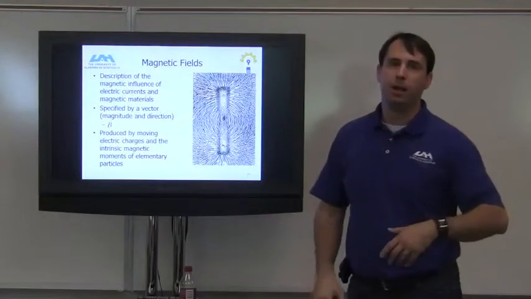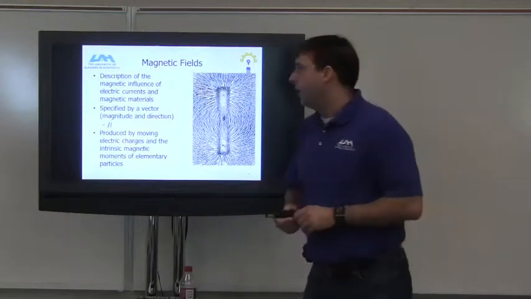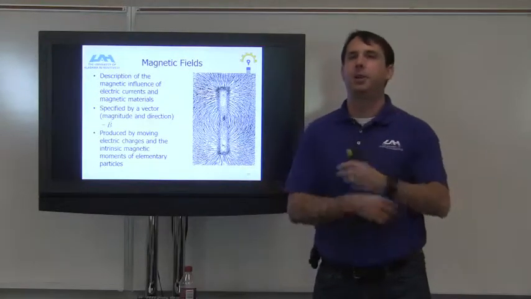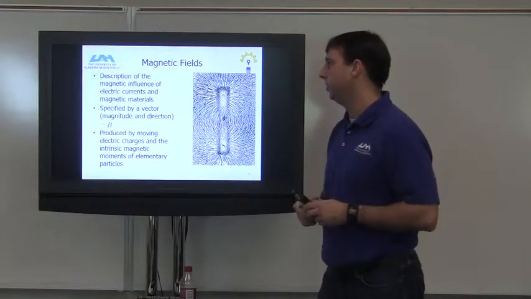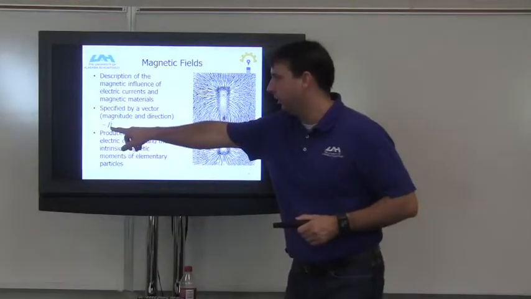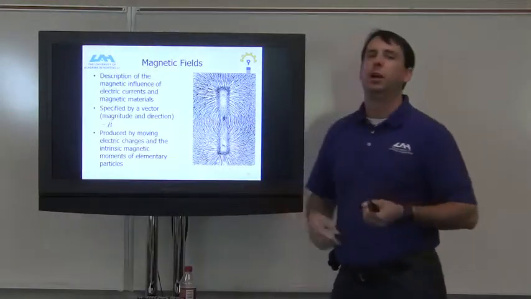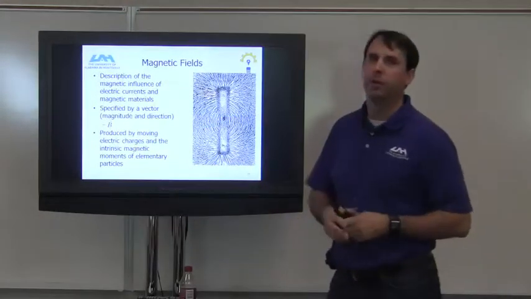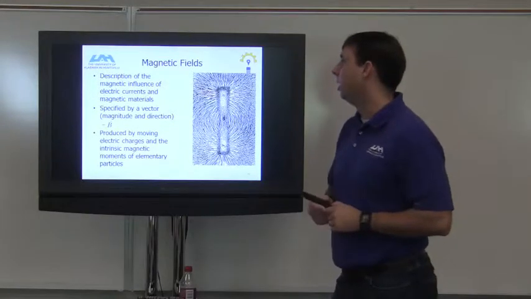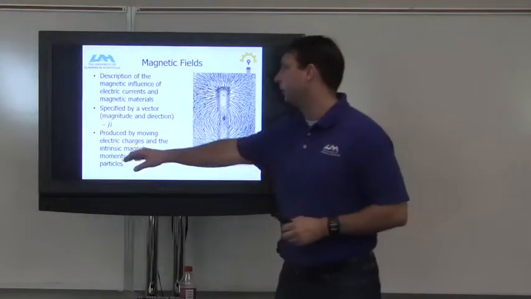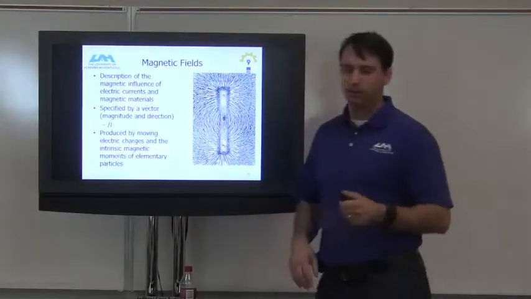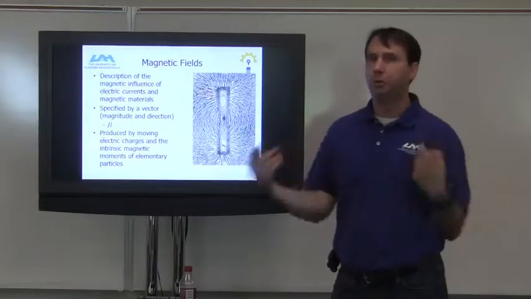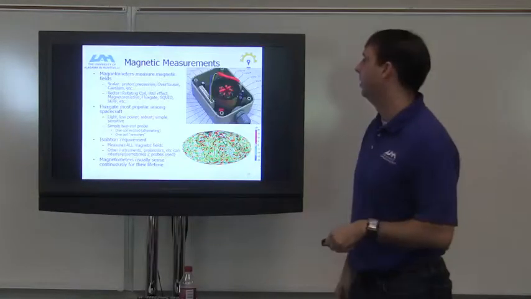Magnetic fields. Magnetic fields basically are an interaction of electrical fields and magnetic materials. Usually the letter B is the abbreviation for magnetic fields. It's got a vector symbol on top of the B because magnetic field has a magnitude and direction, it's a vector. It's produced by moving electric charges and the intrinsic magnetic properties of some elements. So if you have electric charges that move, you create magnetic fields. There's also some metals that have intrinsic magnetic properties.